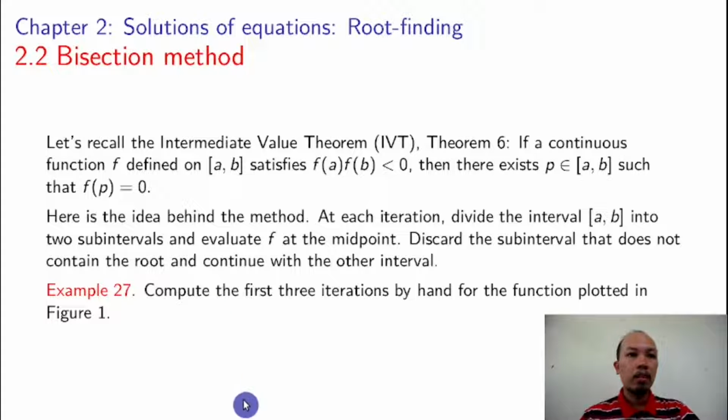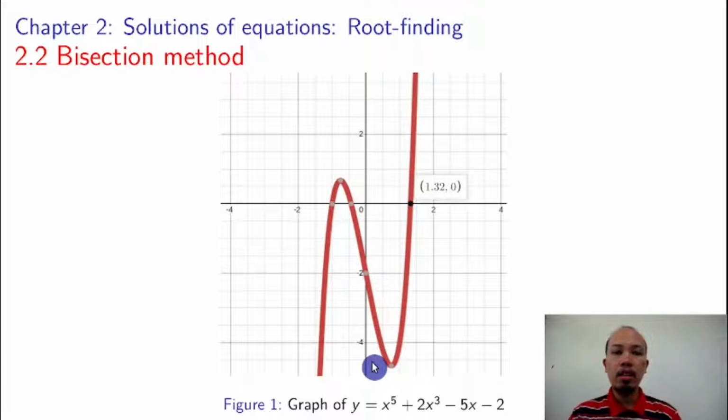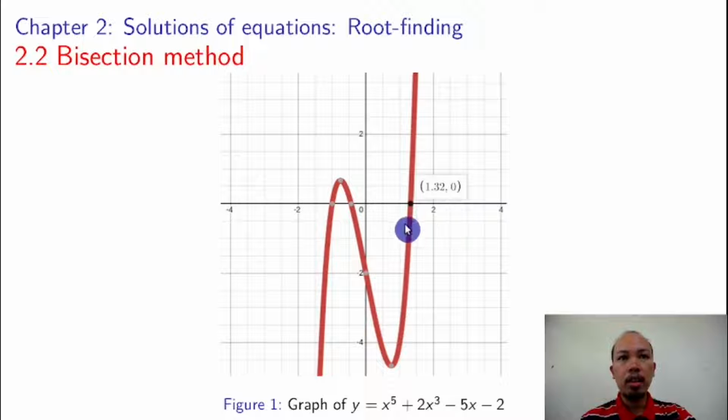So let's illustrate our method in this example 27. Compute the first three iterations by hand for the function plotted in figure 1. This is the graph of y equals x to the 5 plus 2x cubed minus 5x minus 2. There are three roots, and let's first get the root here, 1.32.